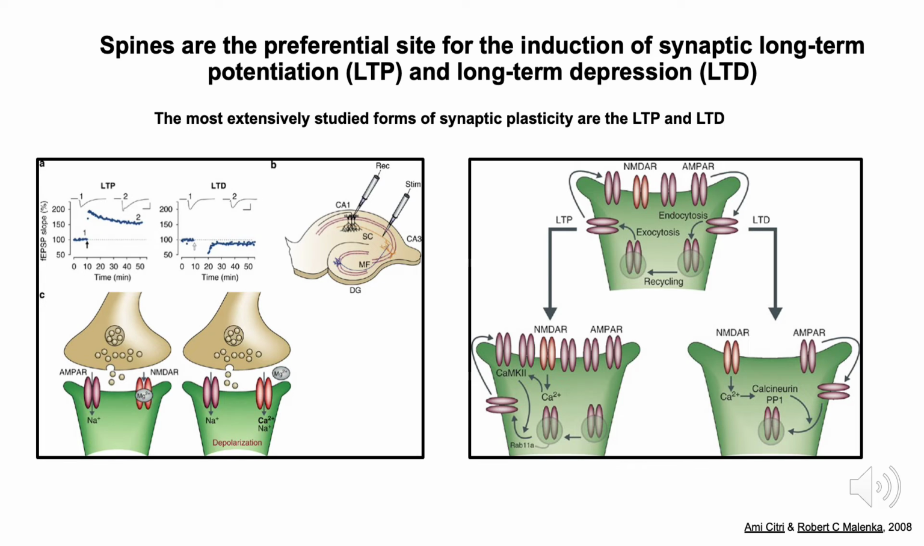Recent studies have revealed that the morphology of the spine head and neck are modified dynamically during various forms of synaptic plasticity. The most extensively studied forms of synaptic plasticity are long-term potentiation (LTP) and long-term depression (LTD).